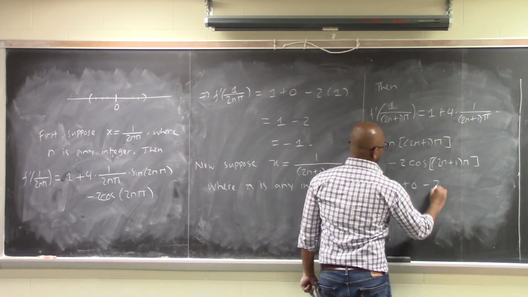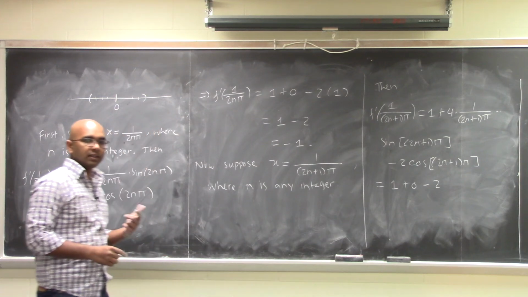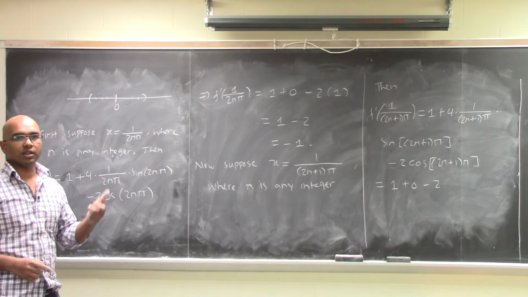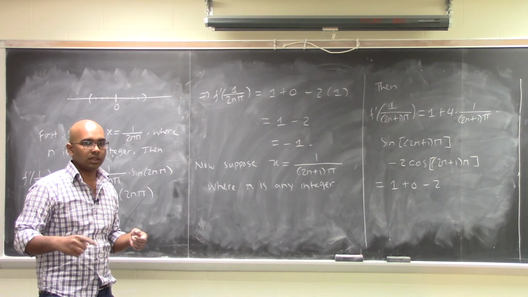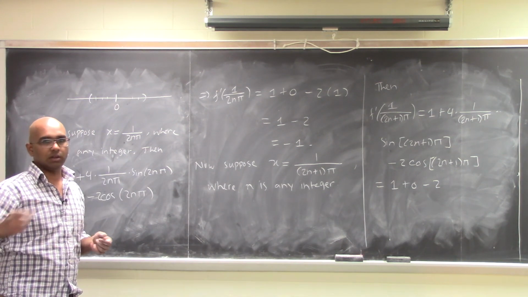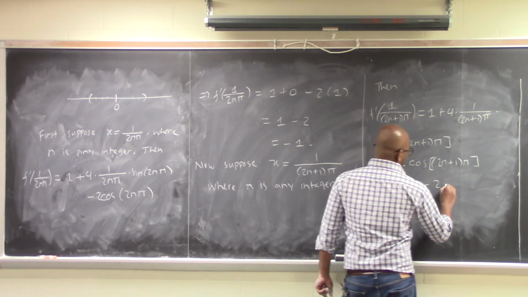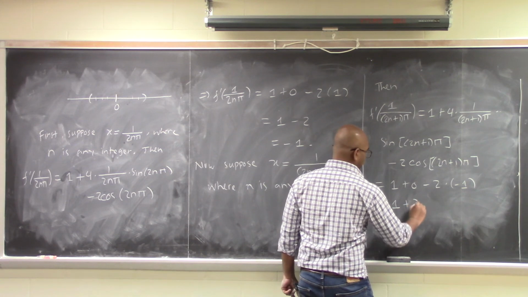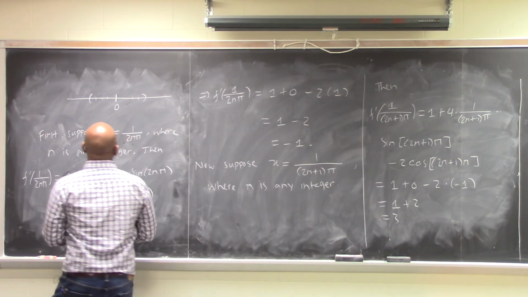So this is 1 plus 0, negative 2. Now this is interesting. Cosine of (2n plus 1) pi, say for n equal to 0, that is cosine pi, which is negative 1. Take n equal to 1, then this is cosine 3 pi, which is also negative 1. It's always going to be negative 1. So this is negative 2 times negative 1, so now this is 1 plus 2, and this is 3. And these numbers are also here.